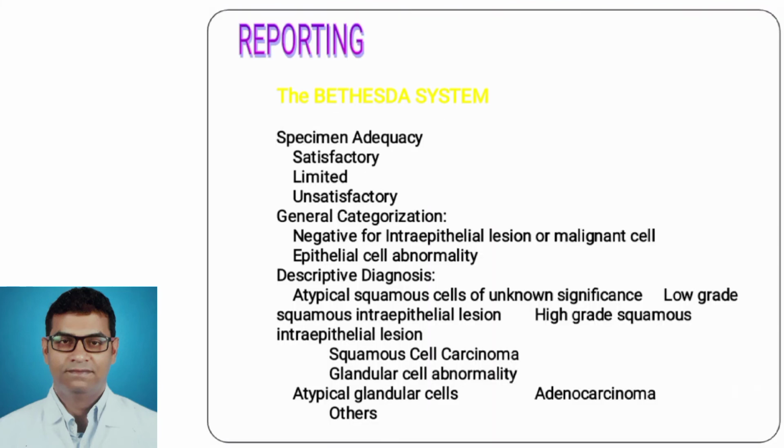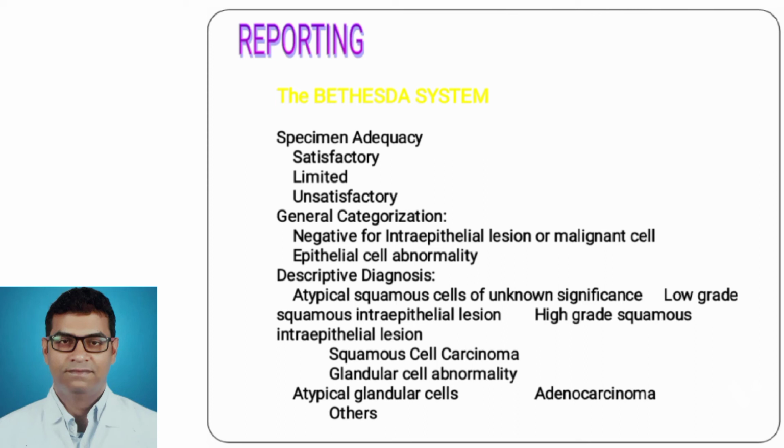Bethesda system of reporting. First you have to mention whether the specimen is adequate or not. It is specimen adequacy: whether it is satisfactory for evaluation, limited for evaluation, or unsatisfactory for evaluation. Then you have to comment on the general categorization. Negative for intraepithelial lesion or malignant cell, any epithelial cell abnormality, descriptive diagnosis. Atypical squamous cells of undetermined significance. In short, they call it ASCUS.